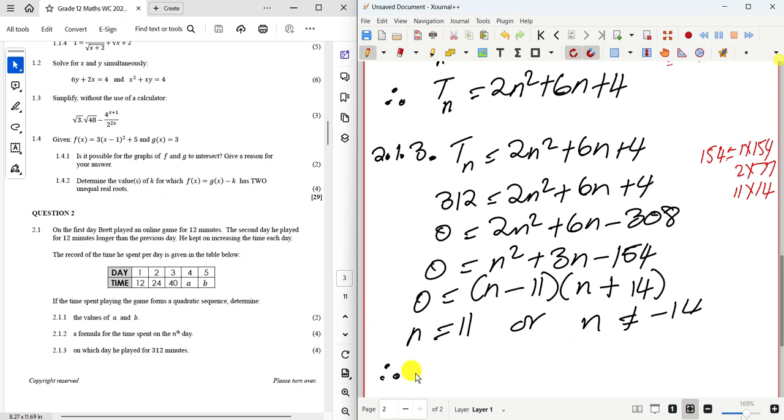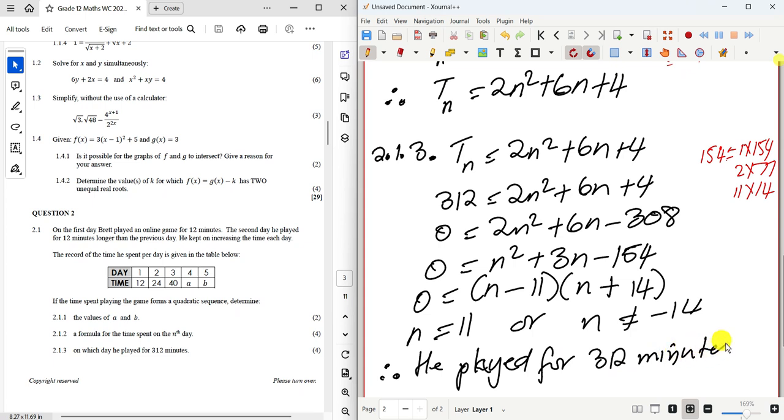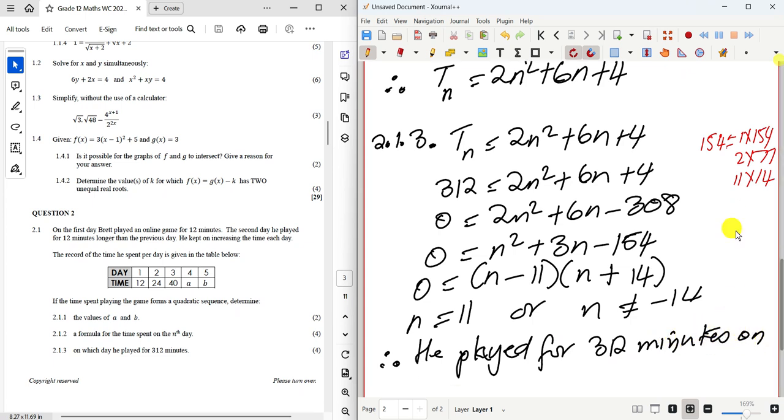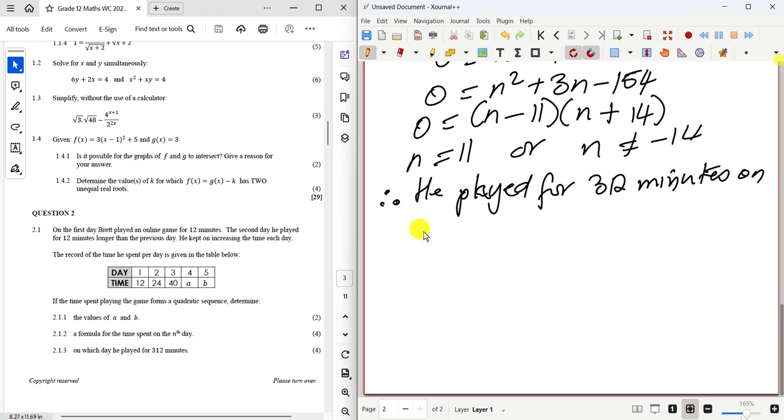Therefore, he played for 312 minutes on day 11. So this question is 10 marks. So far we have covered 10 marks and we're able to do it in like 10 marks. So we're good. Proceeding.